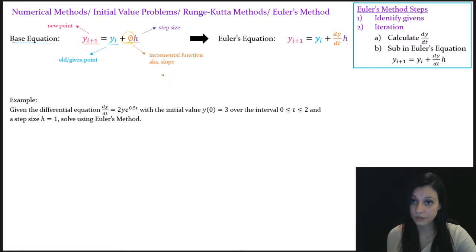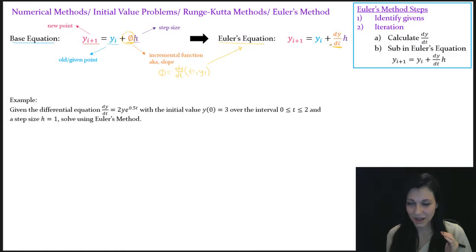So for Euler's method, phi equals the derivative dy/dt evaluated at the previous point. And so that is how we get the base Euler's equation here. So as you can see, it's exactly the same as the base Runge-Kutta equation. It's just that I've replaced phi with dy/dt.